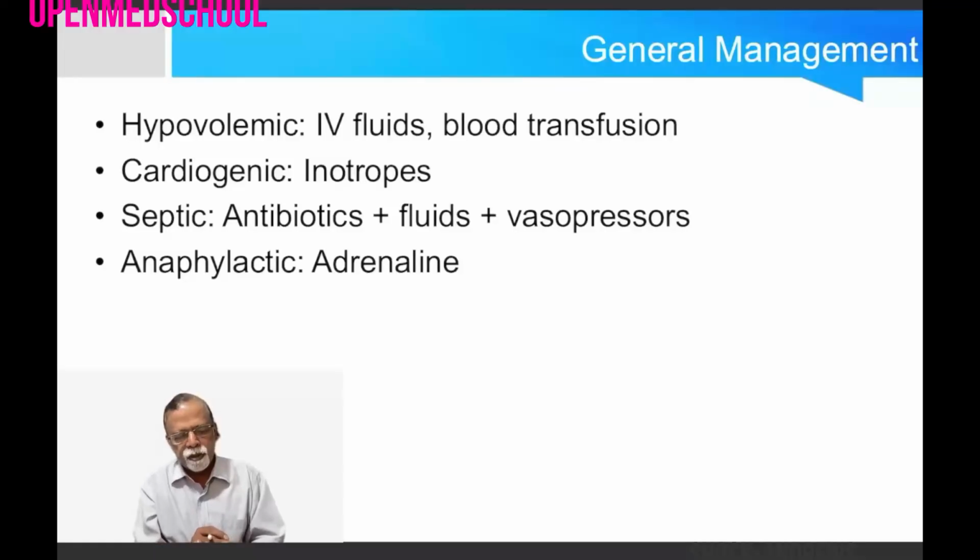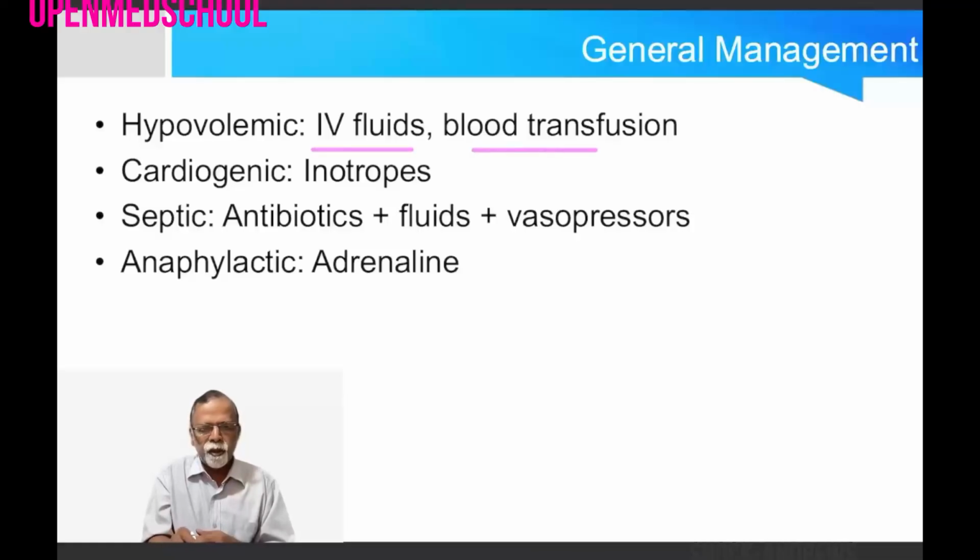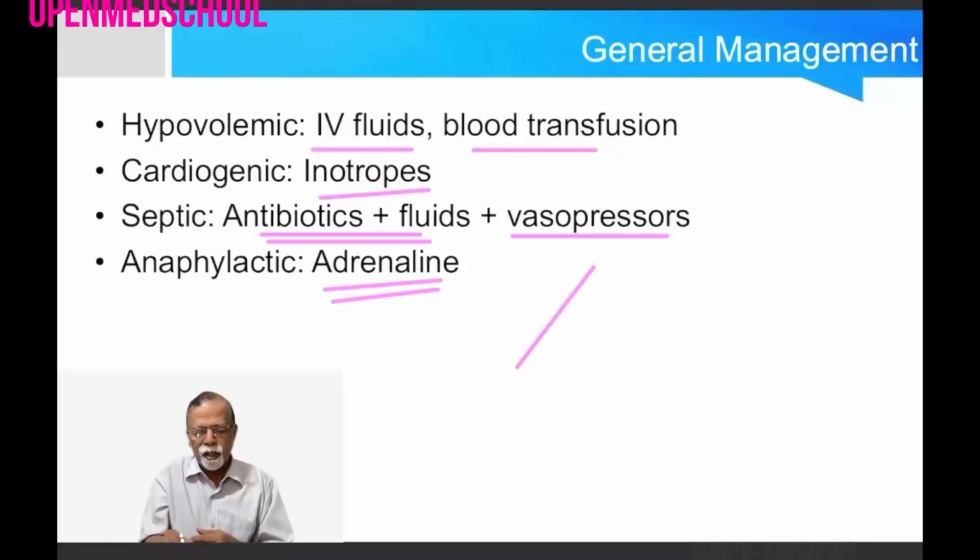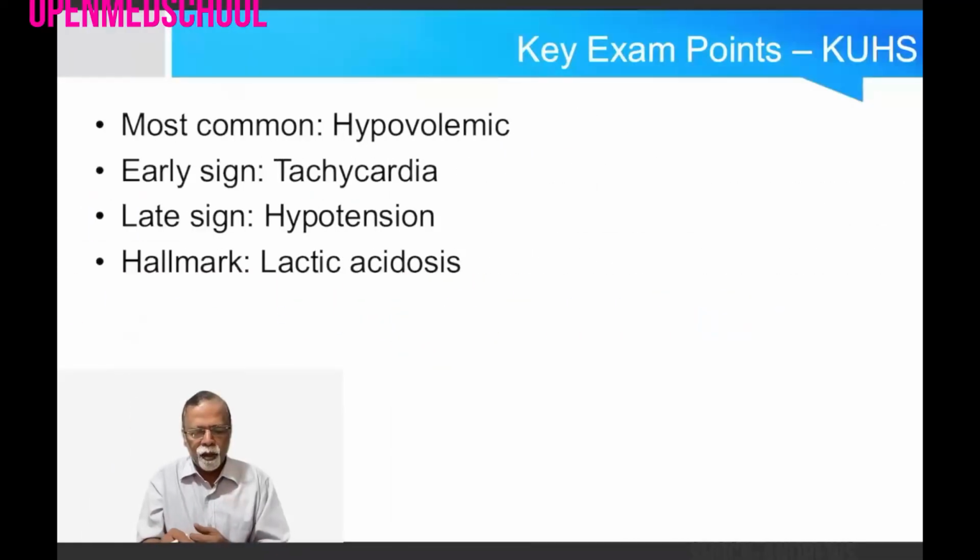So what is the management? Prevention is very important. Hypovolemia should be prevented with IV fluids and blood transfusion. In cardiogenic shock, you give drugs. In septic shock, very important: antibiotics and vasopressors. In anaphylactic shock, the drug of choice is adrenaline. That is a very important thing to remember.